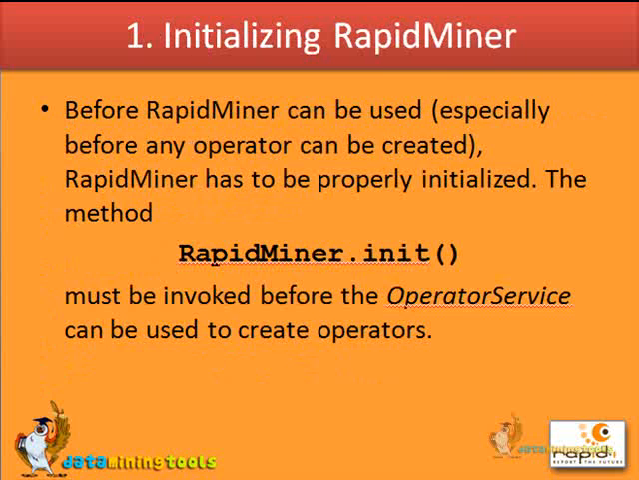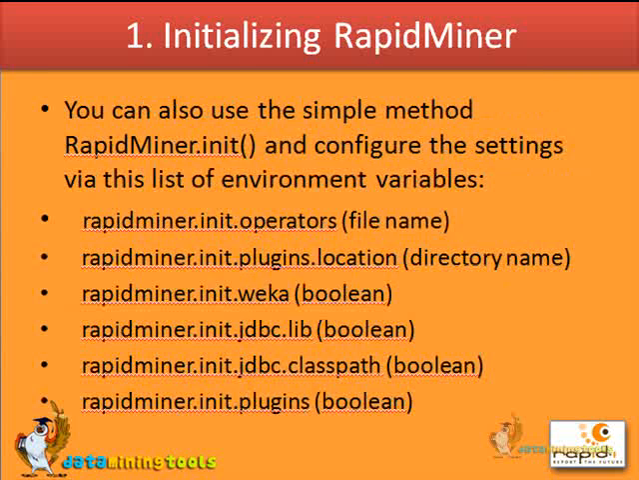First of all, initializing RapidMiner. Before RapidMiner can be used, and especially before any operator can be created, RapidMiner has to be properly initialized. The method RapidMiner.init must be invoked before the operator service can be used to create operators. We can also use the simple method RapidMiner.init and configure the settings via a list of environment variables. Here's a list of the environment variables that we need to set.